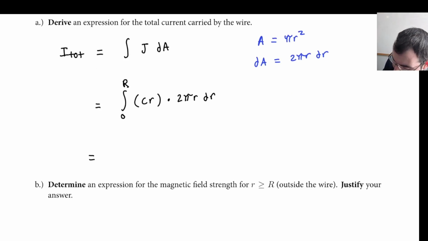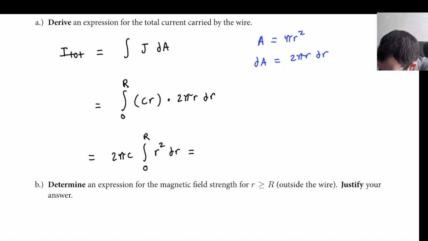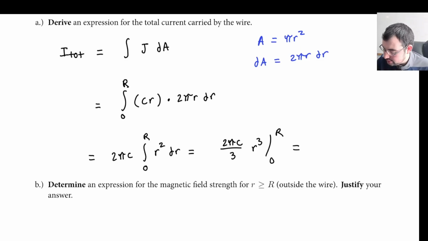2 pi and C are constants. So 2 pi and C can come out. We obtain an extra r, making this r squared. So we get 2 pi C divided by 3 times r cubed from 0 to big R, which is, of course, just going to be 2 pi C big R cubed divided by 3.